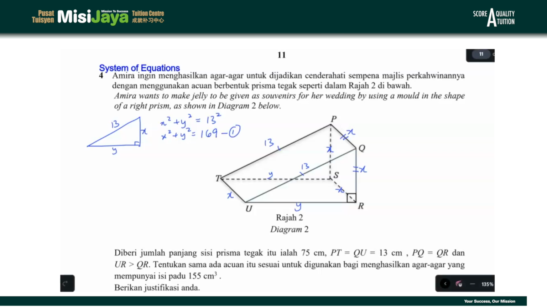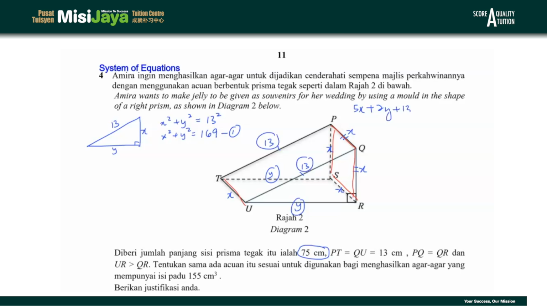Next, they say that the total length of the edges is 75 cm, which means I add up all the edges, equals 75. So I have 5x, because we have 1x, 2, 3, 4, and 5. Then I have 2y's here, 1 and 2, so plus 2y, and then I have 13 and 13, so plus 13, equals 75.